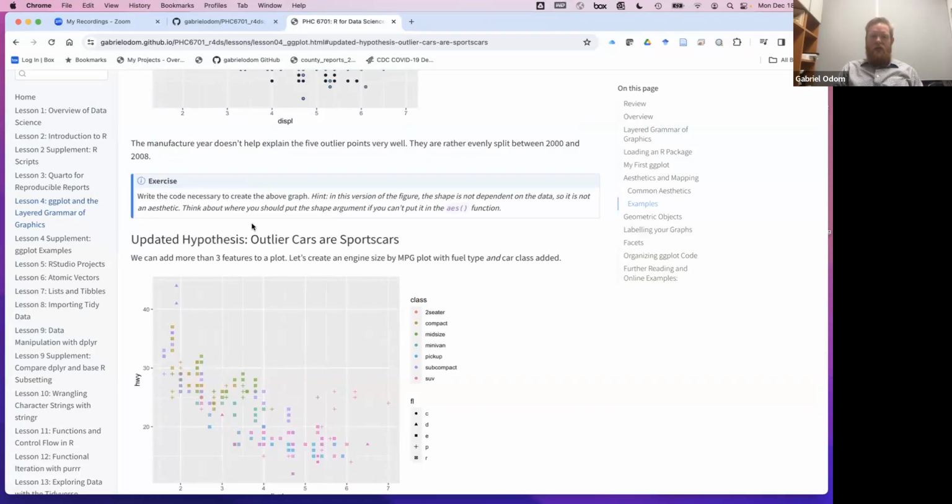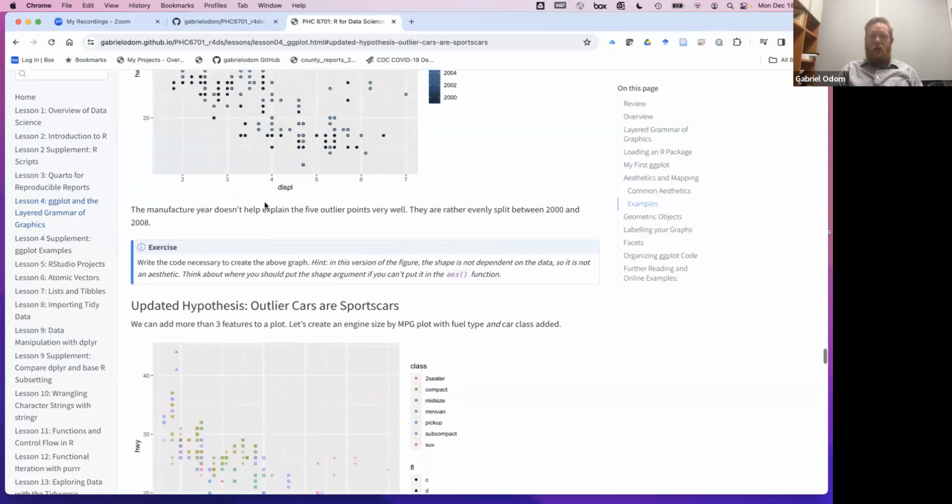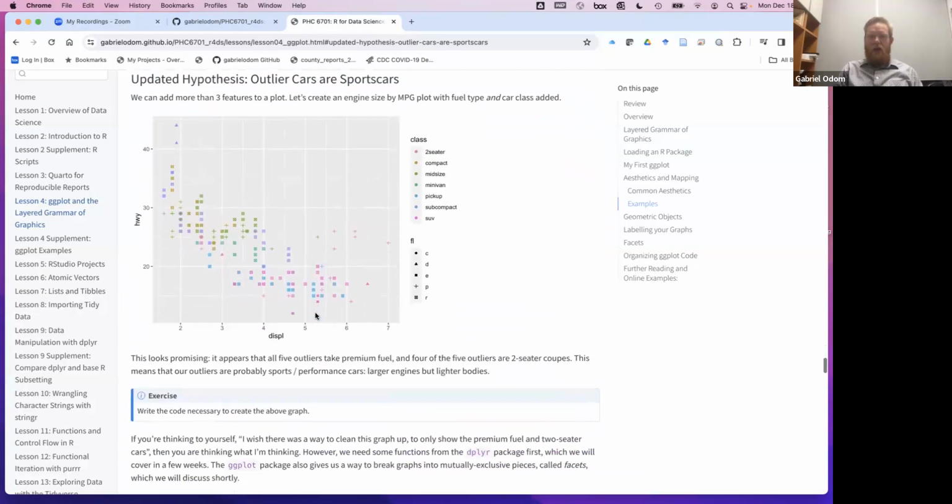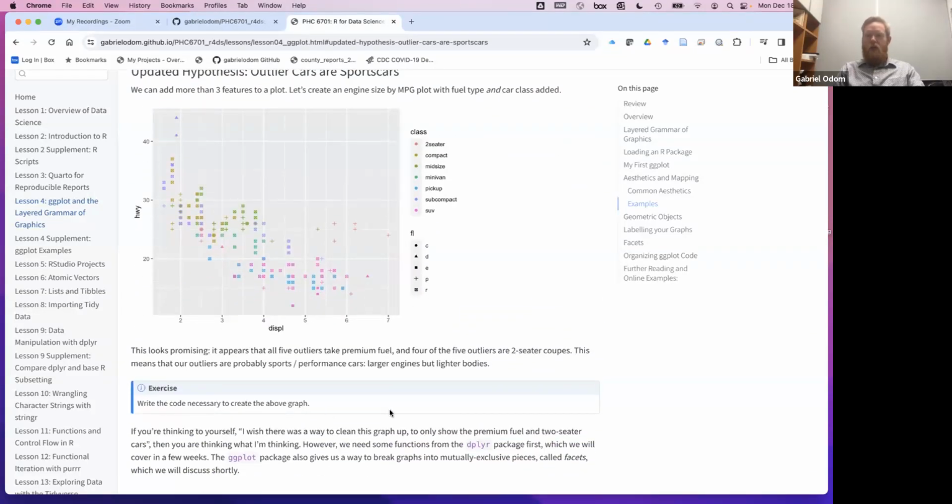So again, exercises here. I want you to think about this graph. I want you to create this graph on your own, and I want you to create this graph on your own as well.